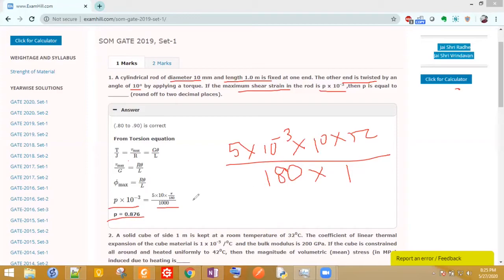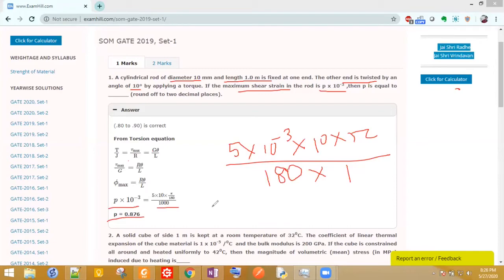I'll repeat the 1000 below. The radius is 5 mm, and the length they have given is 1 meter. If you take mm here, the mm and mm will cancel, so you will have no dimension, because radian has no dimension. So if the LHS has no dimension, then the RHS will also be dimensionless.